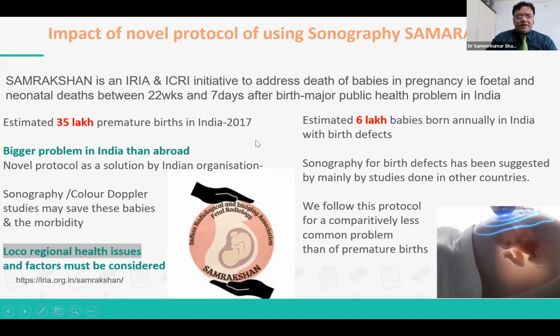Another example I can give is that, of course, software being developed for this would be of immense help. But the problem I would like to endorse is why we have to focus on local regional health issues as well. Herein, birth defects in babies are common again, and this is a Western protocol which has been followed by our country since many years. And there are 6 lakh babies with this kind of a problem which are born every year, as against 35 lakh premature births in India.